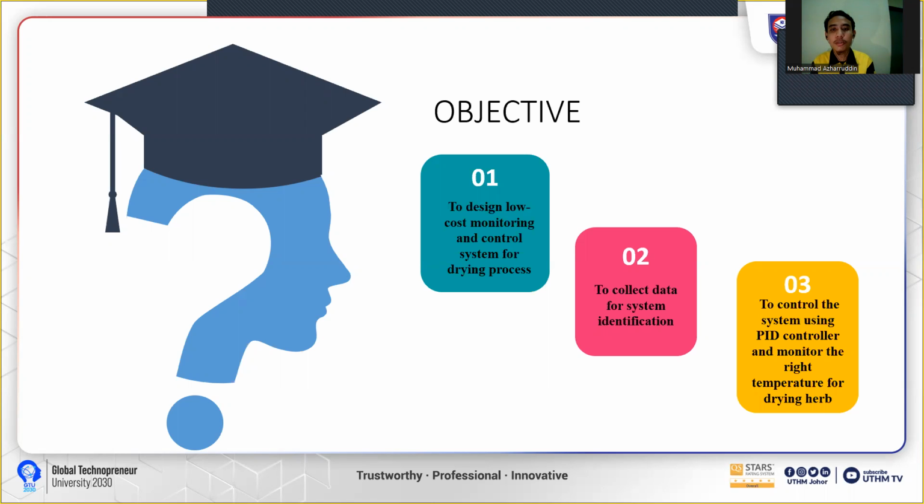Next is the objective. Number one is to design a low-cost monitoring and control system for the drying process. Second is to collect data for system identification. Third is to control the system using a PID controller and monitor the right temperature for drying herbs. So this is my explanation before this.